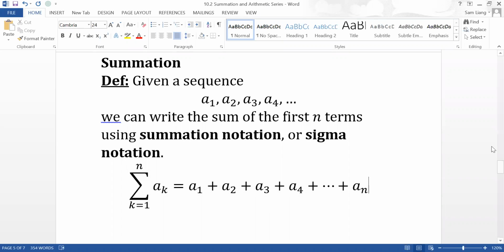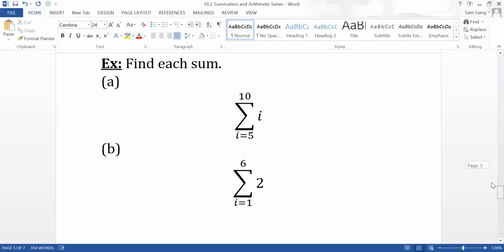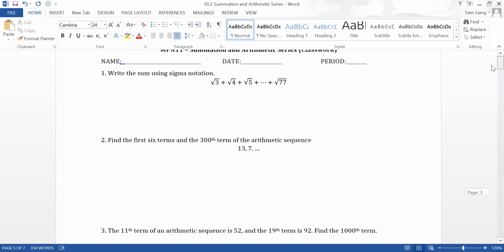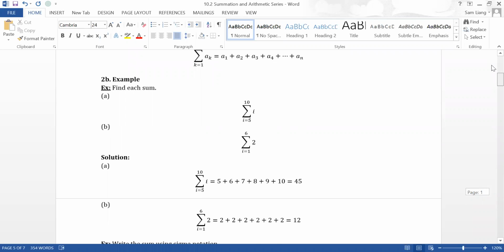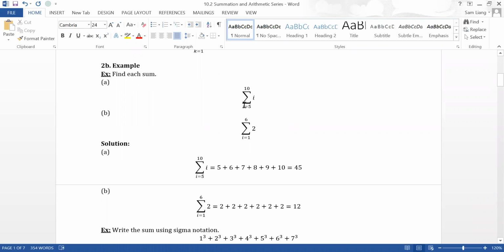Okay, if not, I'll move on. So next is some examples. We're going to find each sum. I'm going to scroll up for the solution, but here are the 2 questions. For part A, we're going to find the sum from 5 to 10 of i. And for part B, we're going to find the sum from 1 to 6 of 2.